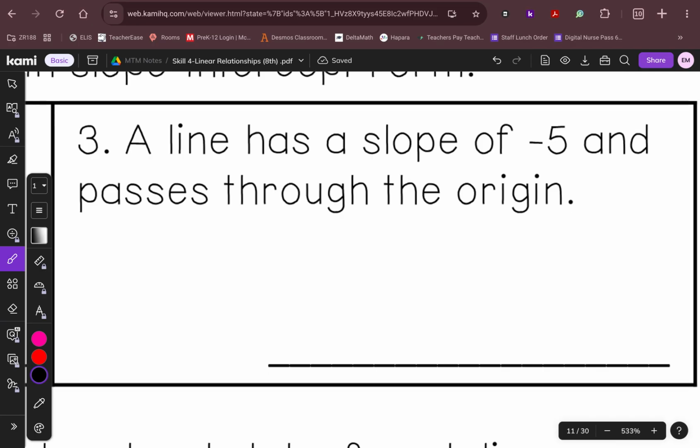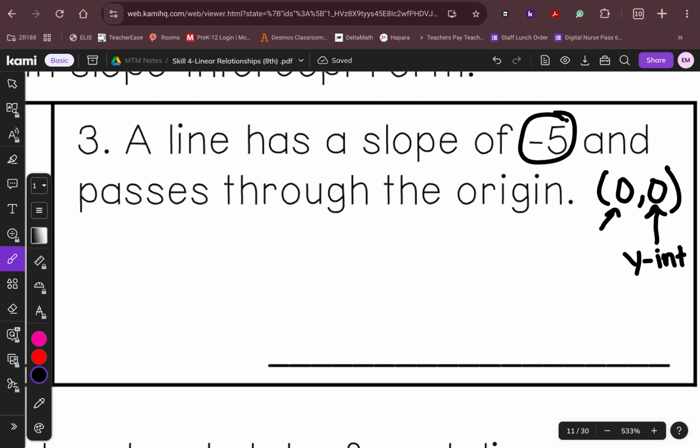A line has a slope of negative 5 and passes through the origin. Well, the origin is at point 0, 0. So when x is 0, that gives you your y-intercept. So this value right here tells me that my y-intercept is 0. Okay? So my slope is negative 5, so that's going to look like y equals negative 5x. And since my y-intercept is 0, I'm just going to leave it like this. Okay? Because plus 0 isn't going to change anything.